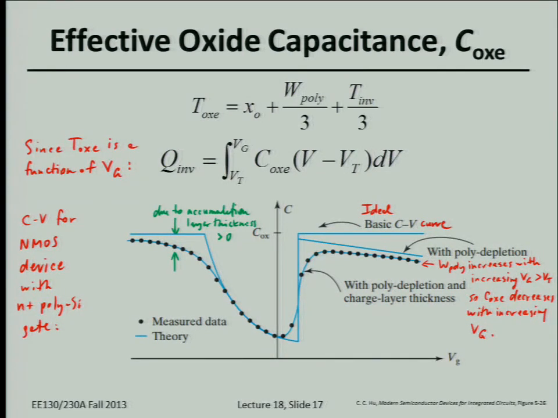The same thing then on this side, so this difference here is due to the inversion layer thickness being greater than 0. Notice again, compared to the ideal, this measured CV curve gets closer as the inversion layer thickness gets thinner, so the effect of the non-zero inversion layer thickness gets reduced.